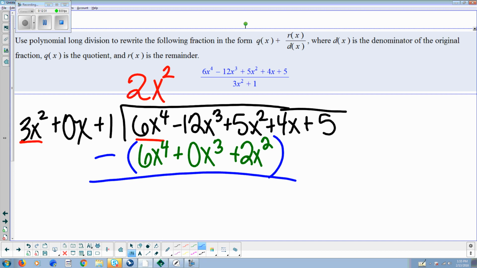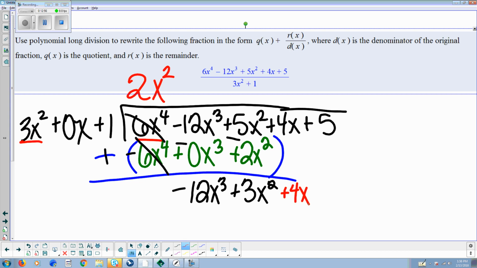Distribute the subtraction sign in. So it becomes plus a negative, change the signs all the way across, and add down. 6x to the fourth minus 6x to the fourth cancels. Negative 12x to the third plus nothing is negative 12x to the third. 5x squared minus 2x squared is 3x squared. Bring down one term, plus 4x.